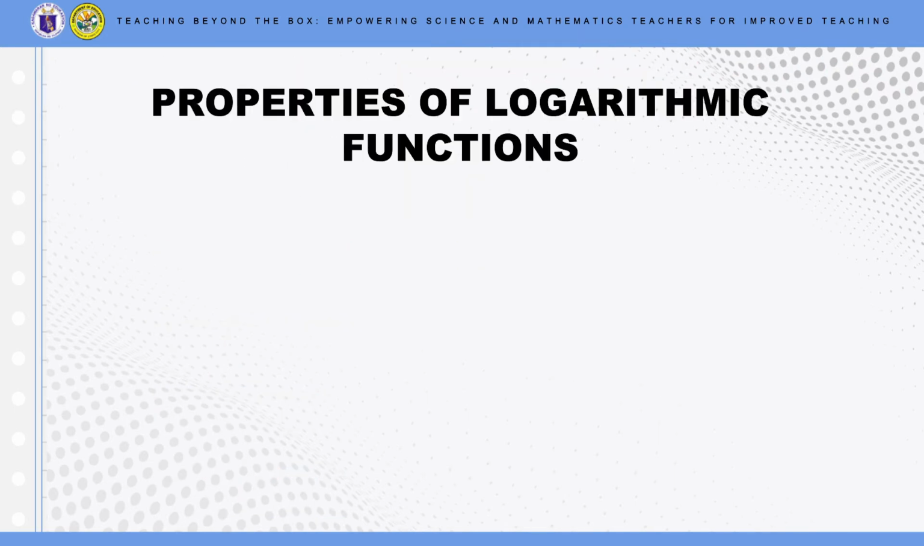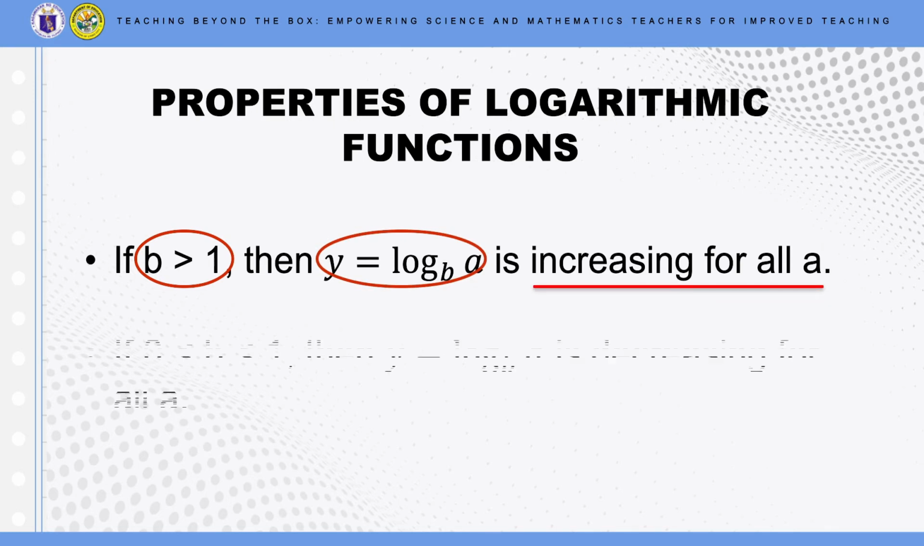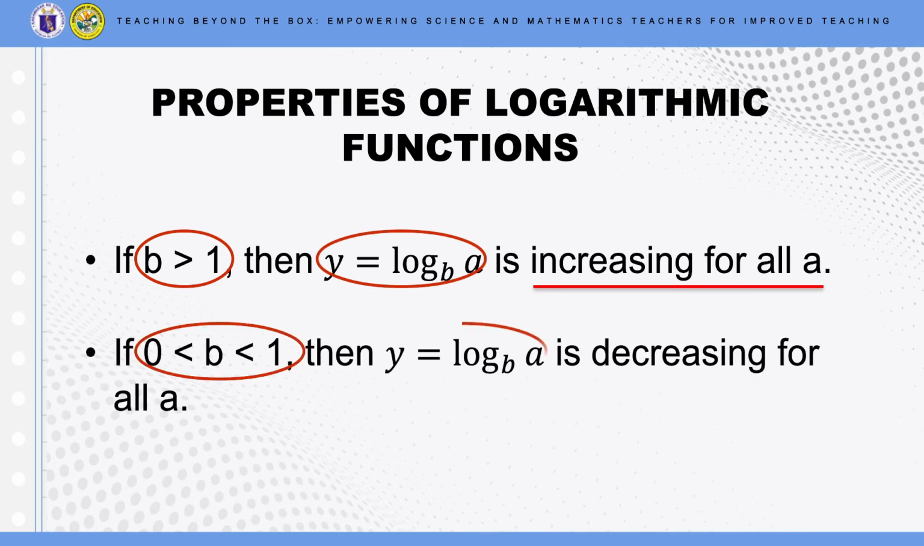Properties of logarithmic functions. If b is greater than 1, then y equals the logarithm of a base b is increasing for all a. Now, if the base is greater than 0 but less than 1, then y equals the logarithm of a base b is decreasing for all a.